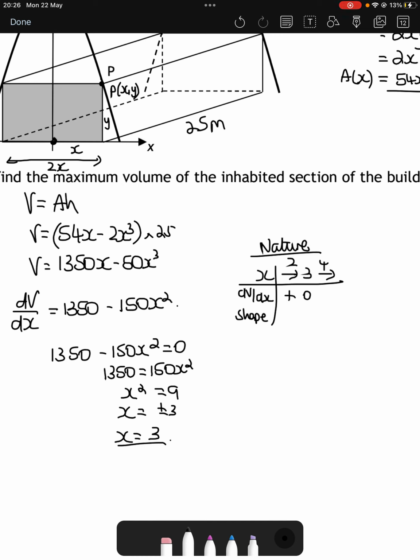At x is 3. So for our volume, we're going to sub it back into our formula for our volume. So 1350 times 3 minus 50 times 3 cubed, which is 2,700 metres cubed. Okay, so I worked out my volume using my formula for area because I knew the length was 25. We differentiated it, we used a nature table to prove it was a maximum, and then we figured out what the maximum value actually was.